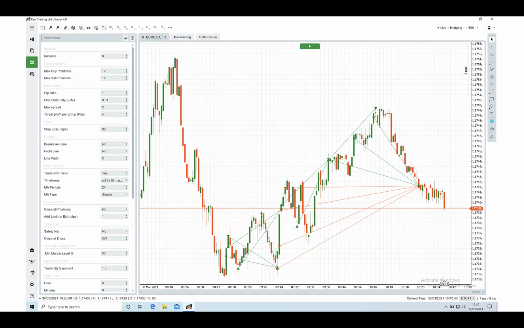In this video, we're going to cover the pip step, first order quantity, max spread and target profit per group on our cBOT. We'll also go through how all of these parameters are interlinked and the way the trade quantity exponent is also used in these calculations. Now, this is the most complex part of this bot. You don't actually need to understand it or remember how all of this works, but really just have an appreciation of how it's all connected and interlinked.